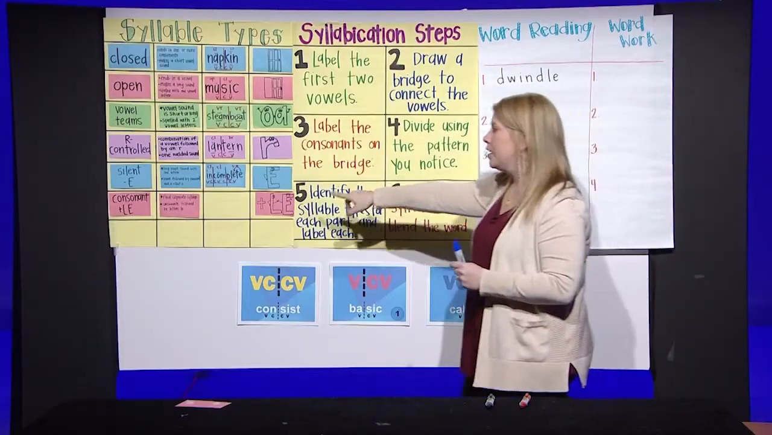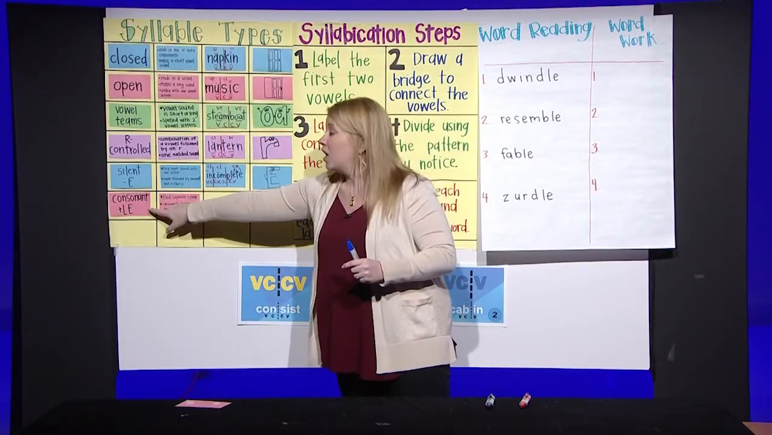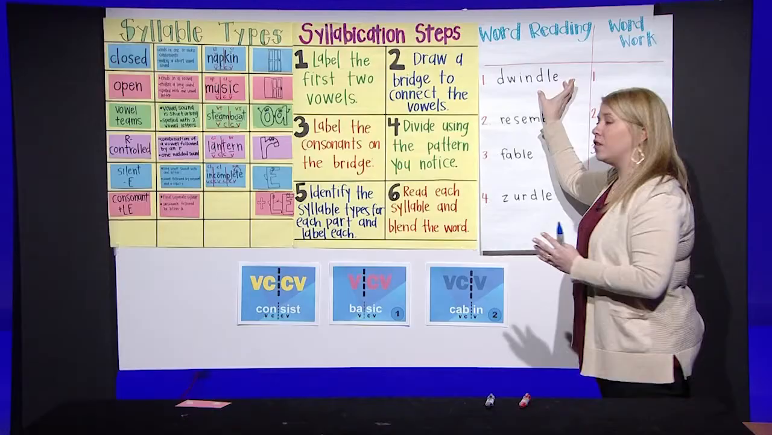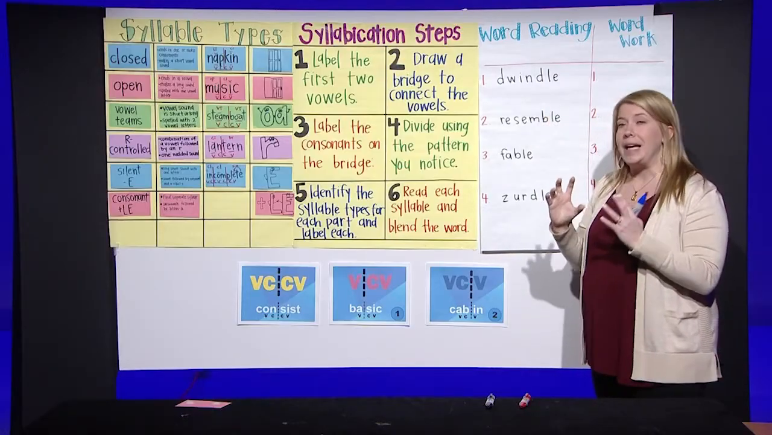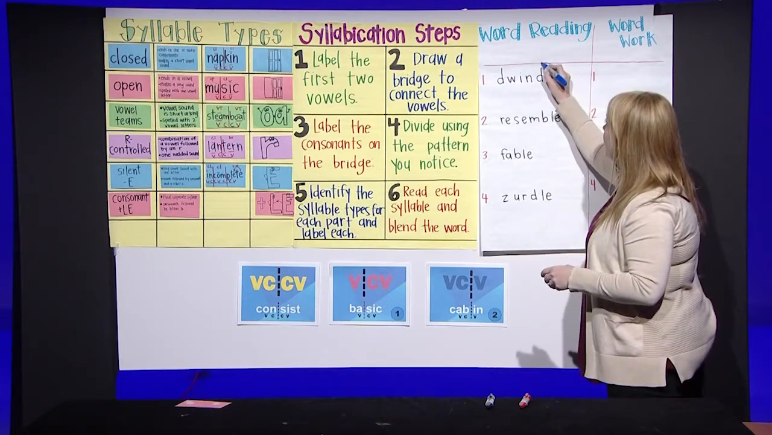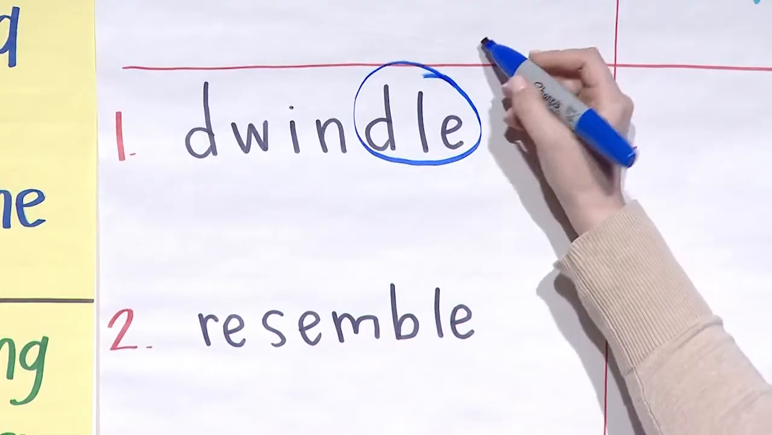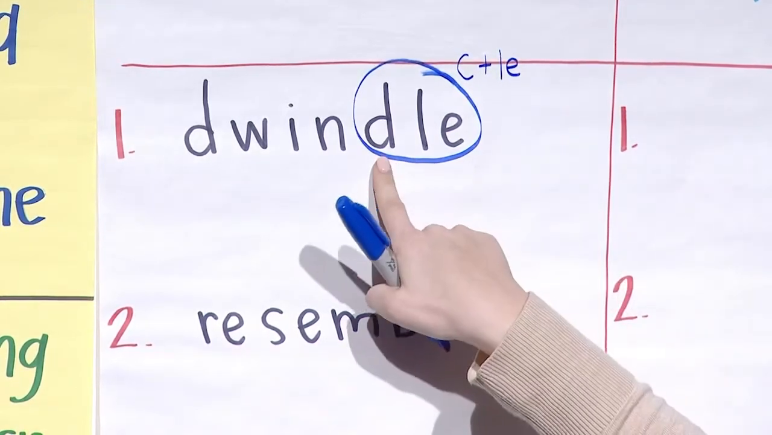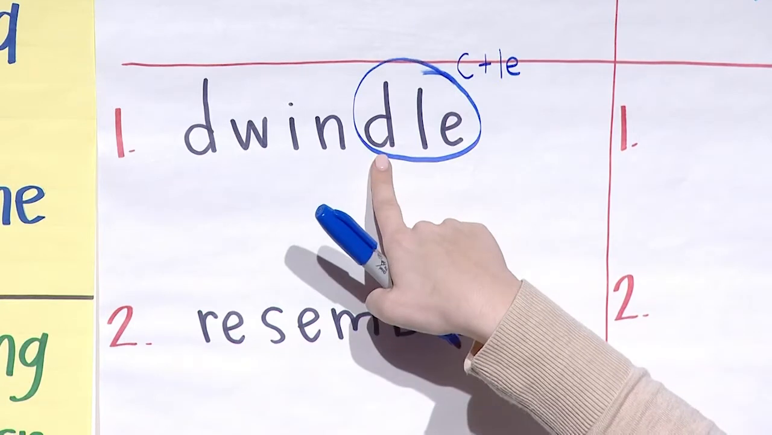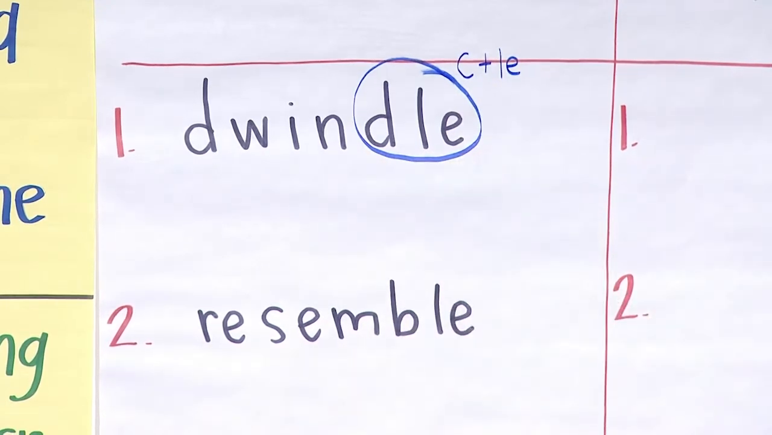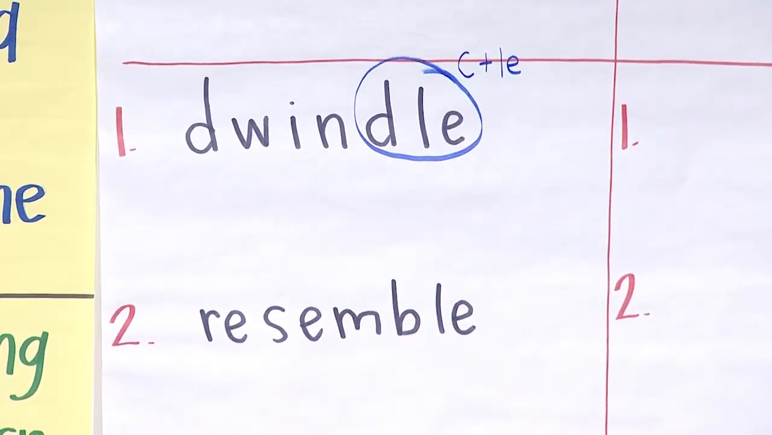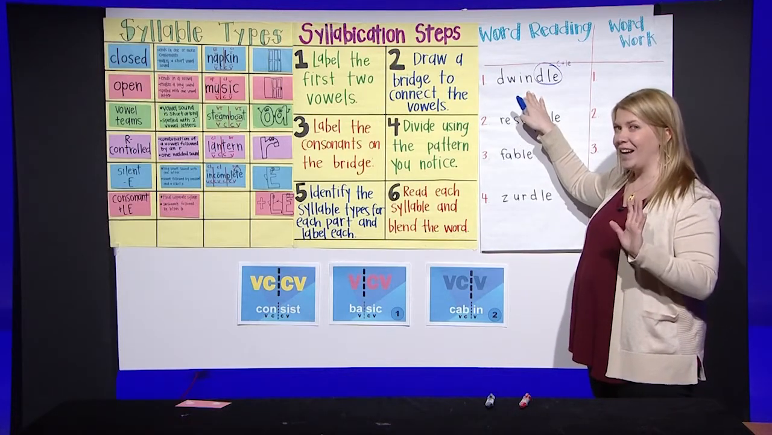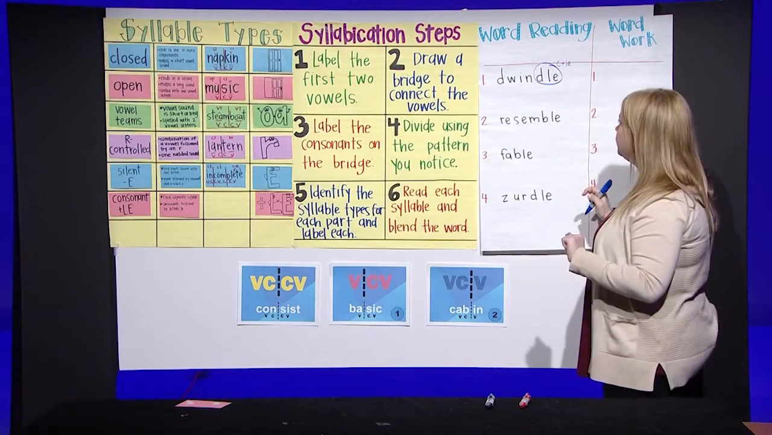We just learned that a consonant LE is a final separate syllable. So this chunk of the word is going to be a syllable by itself. So I'm going to circle it, and I'm going to put a C plus LE because DLE is my consonant plus LE. And now I can work through some of my other steps to identify this syllable, okay? All right, it's a little tricky, but we're going to catch on together.